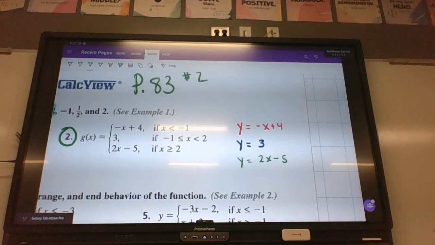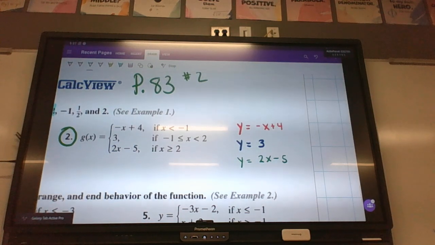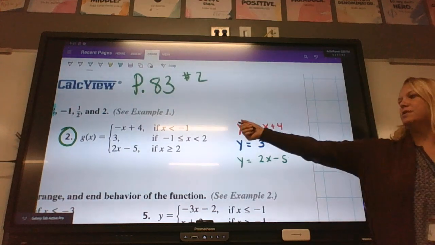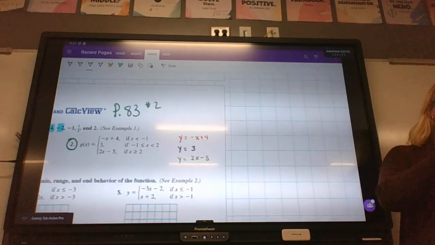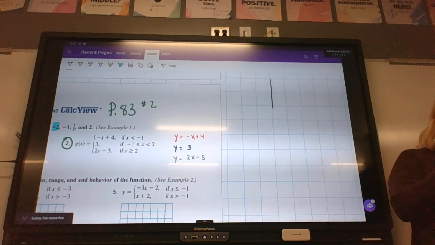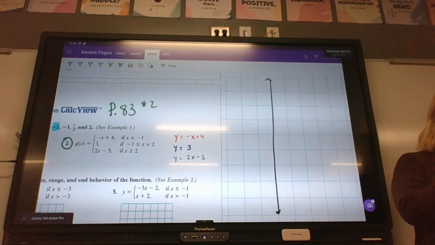Yeah, you're right there. You can move your desk if it's too squished. I don't know why they didn't go back. Okay, so I'm going to focus all my attention on this first one and make a graph. I'm going to move it over.